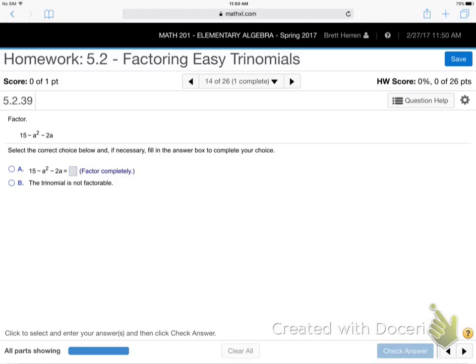All right, try that one. 15 minus 8a squared minus 2a. All right, so try that one. It's going to be just like the last one. It's worth our time, though. These are kind of hard. A lot of messing around. So try that one. I'll give you a second.